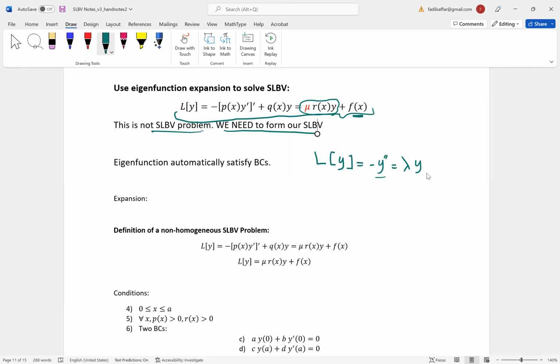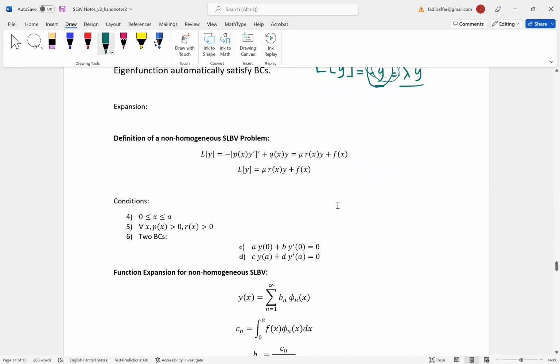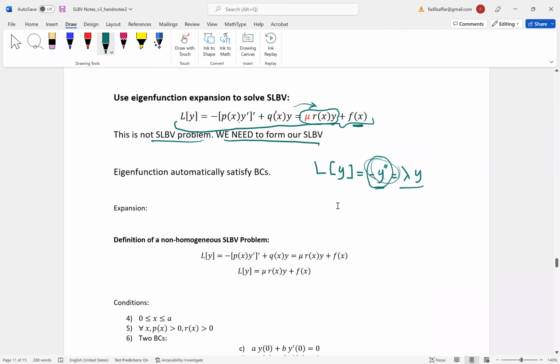We need to rearrange our equation, which is, for example, this case here, so that we move all the other things or other functions to the other side of the equation, so that we only have this part here, and we solve in terms of lambda. The best way to do it is just move to an example.